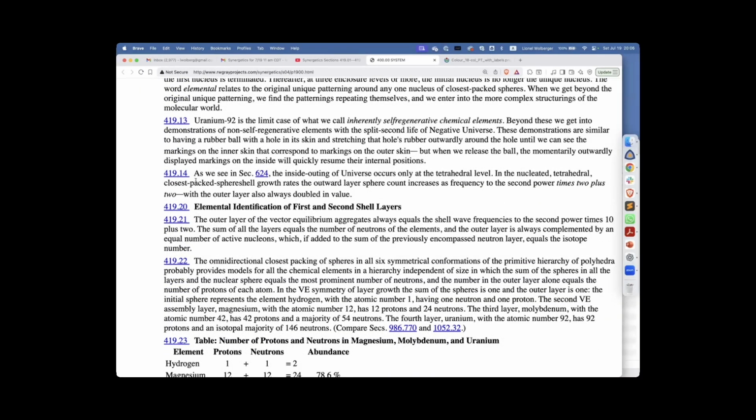And finally, as we see in section 624, the inside outing of universe occurs only at the tetrahedral level. In the nucleated tetrahedral closest packed sphere shell growth rates, the outward layer sphere count increases as frequency to the second power times 2 plus 2, with the outer layer always doubled in value.